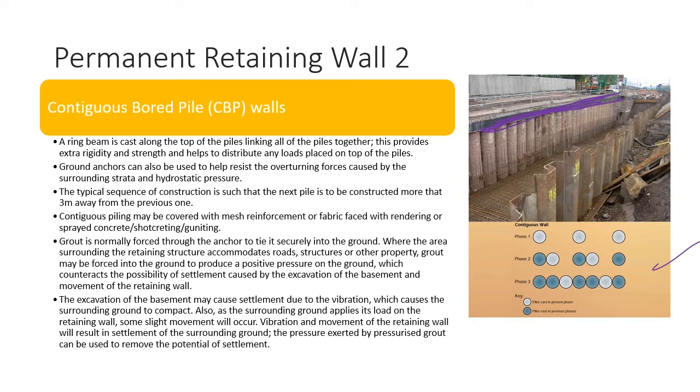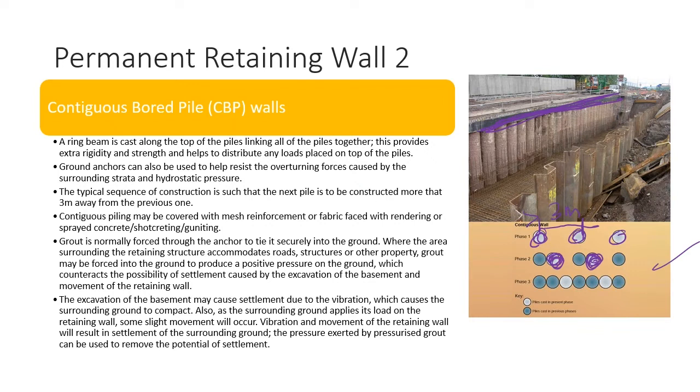Mungkin dari air dekat belah belakang CBP ni. The typical sequence of construction is such that the next pile is to be constructed more than 3 meters away from the previous one. So if you see kat sini, dia ada phase 1 which is here, here and here. On the next phase, construct pula CBP dekat sebelah yang first phase tadi. That's why in between this one, dia lebih dari 3 meter atau lebih lah. Sebab nak make room untuk another CBP untuk duduk dekat in between the first phase piling tadi.